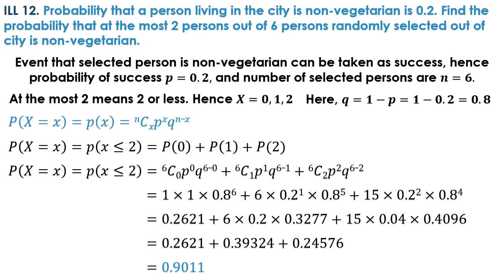So the probability that, out of the 6 persons selected, at the most 2 persons will be non-vegetarian, at the most, will be 0.9011. That means the remaining will be vegetarian. That's a good probability. Moving on to illustration 13.